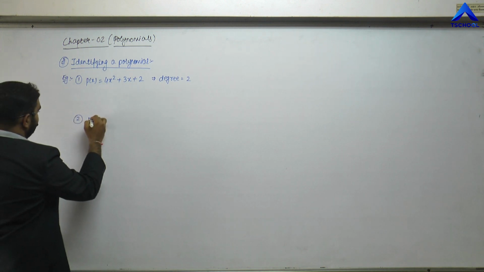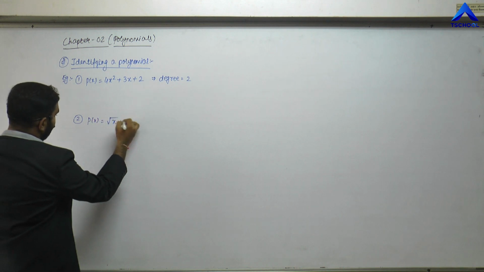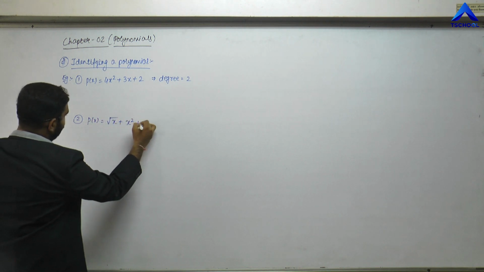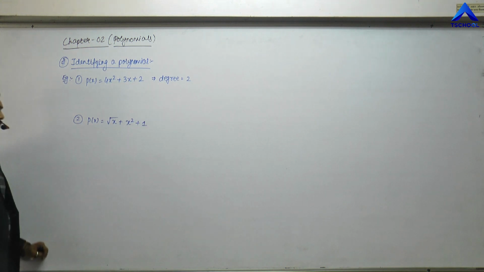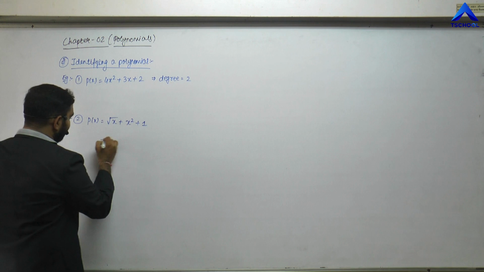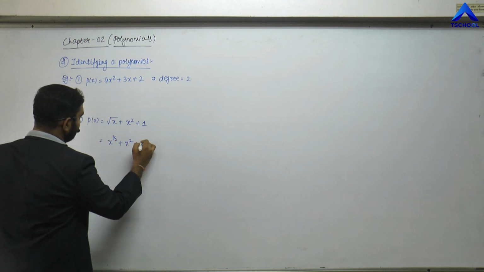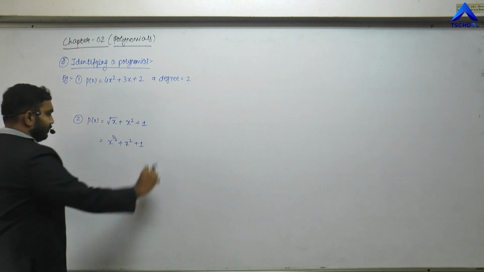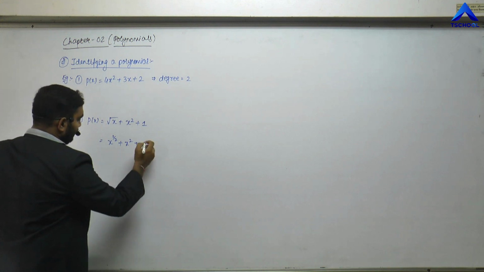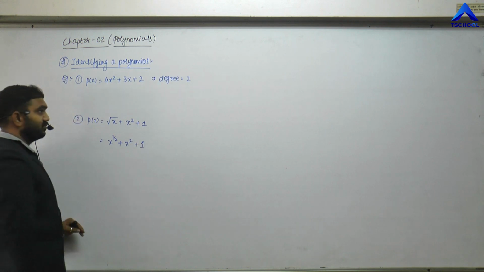Okay, let me write down another example also. p of x is equal to root x plus x square plus 1. Again, you might say, sir, that the variables present here are root x and x square. So if I convert this into the form of exponents, that is x raised to 1 by 2 plus x square plus 1. Yes or no?